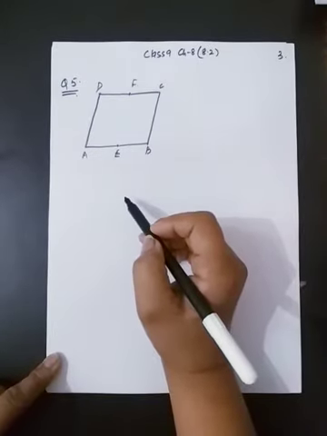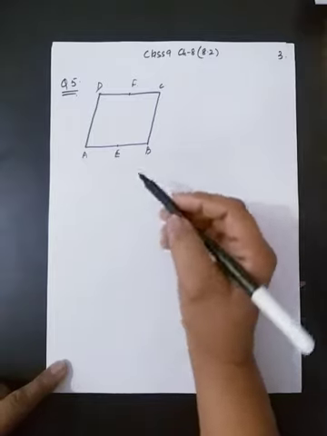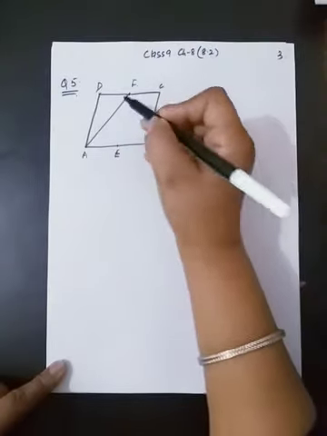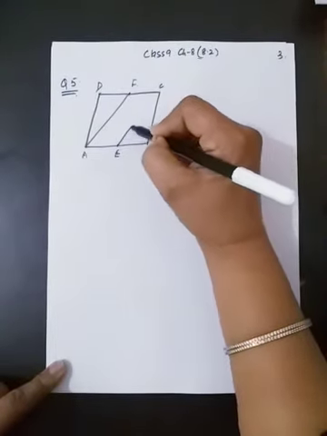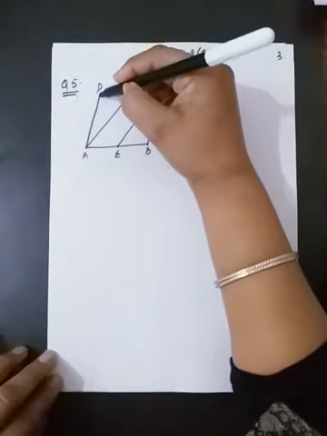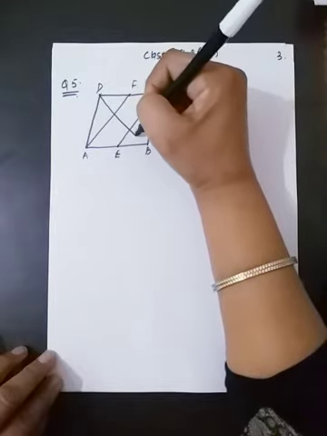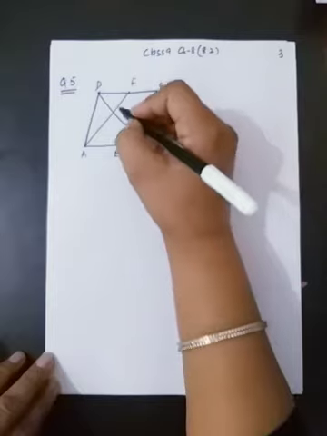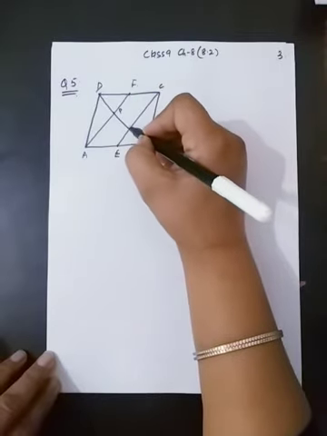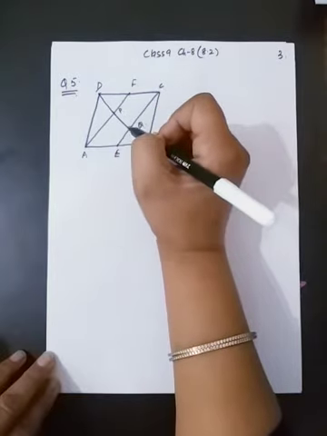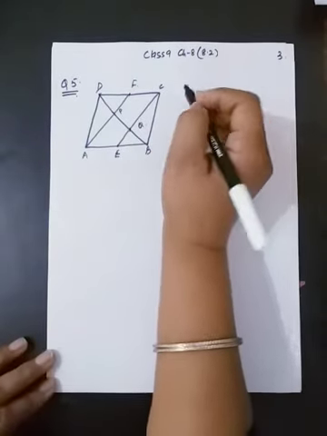Show that line segments AF and EC trisect the diagonal BD. So we have to join AF and similarly join CE and the diagonal BD. We have to prove that these two lines trisect the diagonal. So trisect means we have to prove that DP is equal to PQ is equal to BQ.